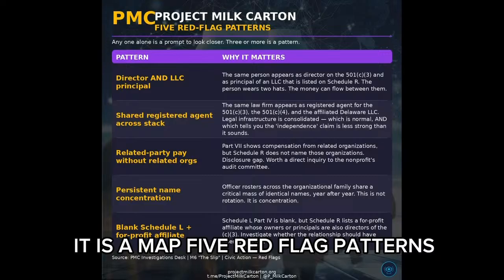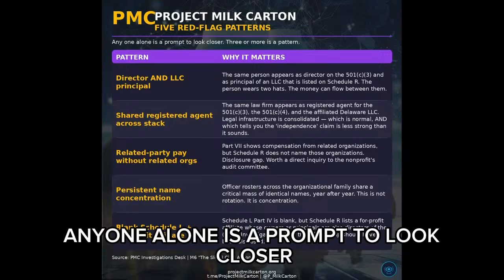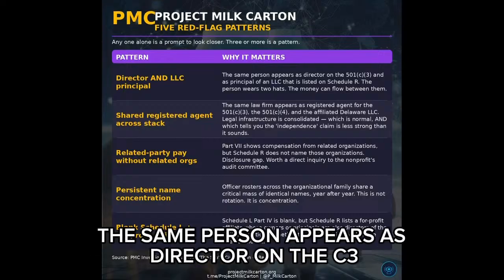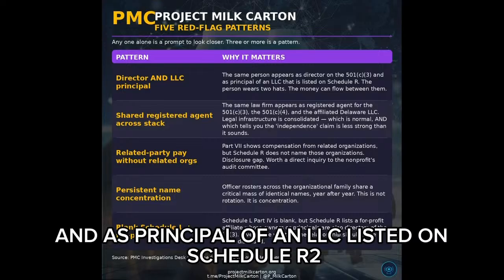5 red flag patterns. Any one alone is a prompt to look closer. 3 or more is a structure. 1. The same person appears as director on the C3 and is principal of an LLC listed on Schedule R.